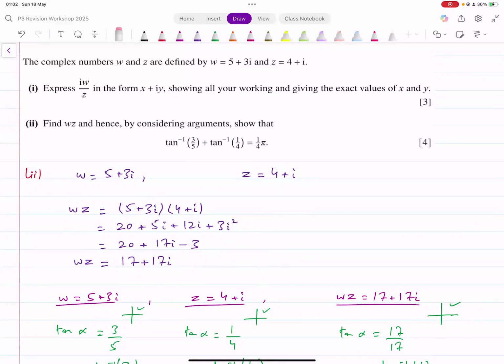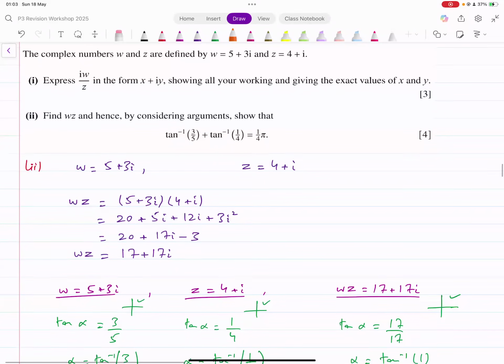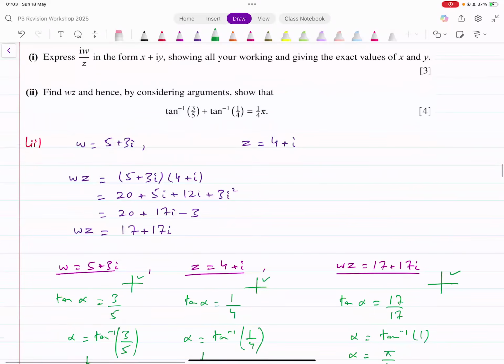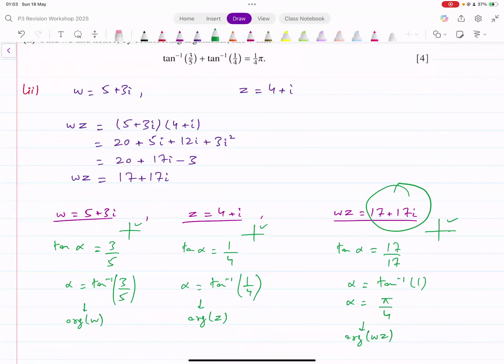And then they're saying, by considering arguments. Even if they hadn't said that, you would understand from this equation that you have to use the properties of arguments. Whenever they say tan inverse of something, and that's part of an equation, or tan of something that's part of an equation in the case of complex numbers, you have to use these properties of arguments, that they get added when numbers are multiplied and so on. So in this case, we've got two numbers multiplied, W and Z, and that's giving us 17 plus 17 iota.